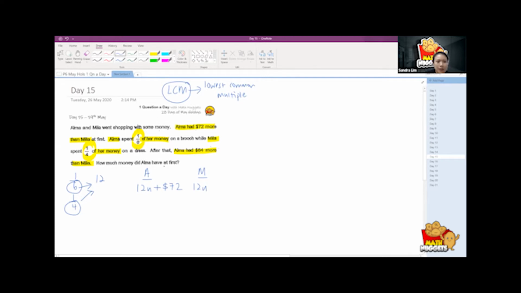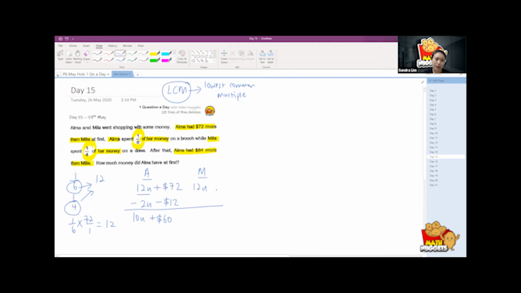Next, they tell us that Alma spent 1/6 of her money. So look at the 12U. I'll have to take away 1/6 of that. So what's 1/6 of 12U? It is 2U, right? Next, I'm going to have to take 1/6 of the $72 as well. So what's 1/6 of $72? $12. So I'm going to minus $12 for Alma. So now I'm going to do a vertical subtraction. 12U minus 2U, I'm left with 10 units. $72 minus $12, Alma still has $60.